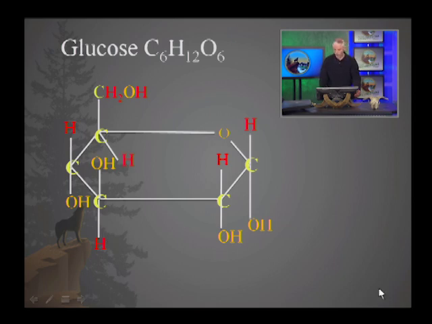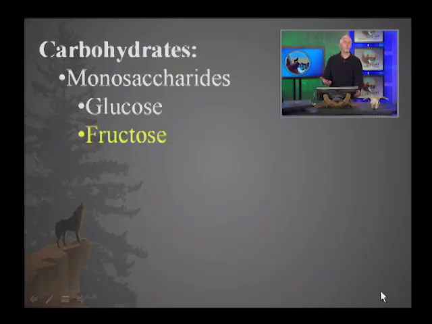So again, what you normally see are these shorthand notations, but this would be a complete structural formula. And we basically use the same rules over and over and over again. So that would be the actual structural formula for glucose. Now another monosaccharide would be fructose.